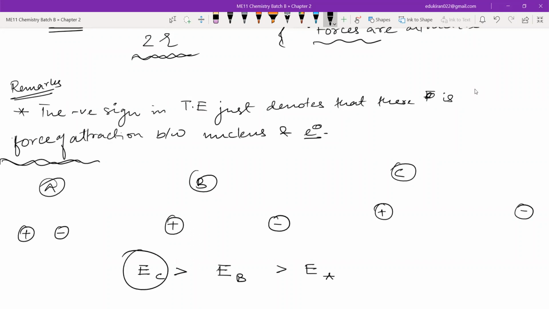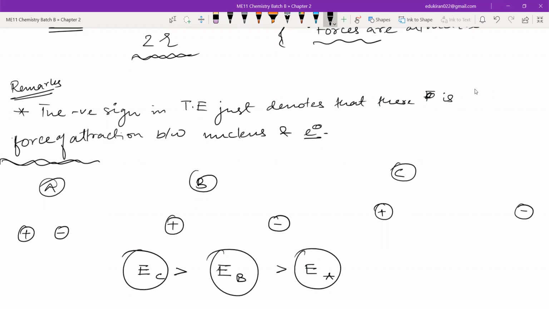Because C has the most positive energy. Okay, it is nearer to positive. It is very less negative. B has somewhat, and A is on the other extreme, which is very highly negative energy because very highly attractive forces are acting in the A case. Did all of you get this point?